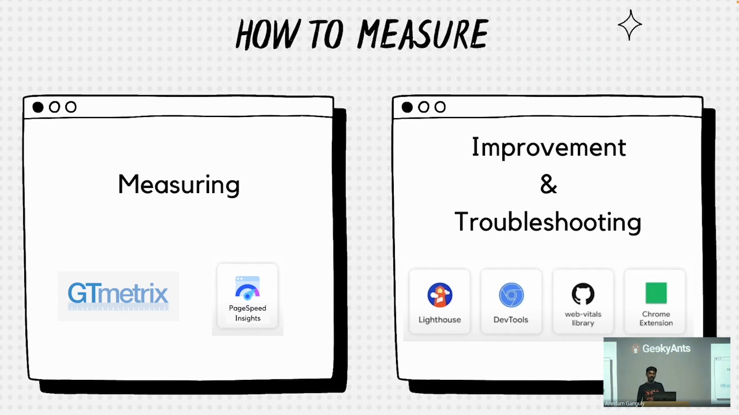Before we start diving into it, how do you measure Core Web Vitals and optimize your website? There are two major tools used for measuring them: GTmetrix and PageSpeed Insights. You can troubleshoot with tools like Lighthouse, Chrome DevTools, and Web Vitals. Google also has its own Web Vitals library, and there are several Chrome extensions available.